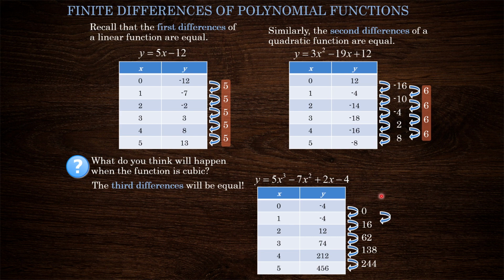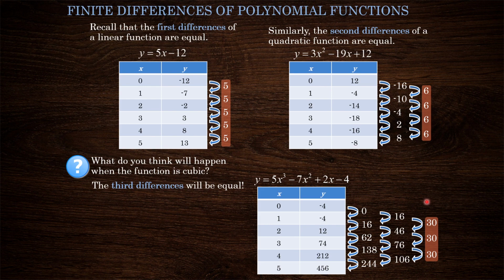Let's look at our second differences. What do we get? 16, 46, 76, and 106. Once again, not equal, but we're predicting that the third differences will be equal. Let's see if that actually happens. From 16 to 46 is an increase of 30, 46 to 76, once again, an increase of 30, and 76 to 106, an increase of 30. So there it is. The third differences are equal, and this will always happen with a cubic polynomial.